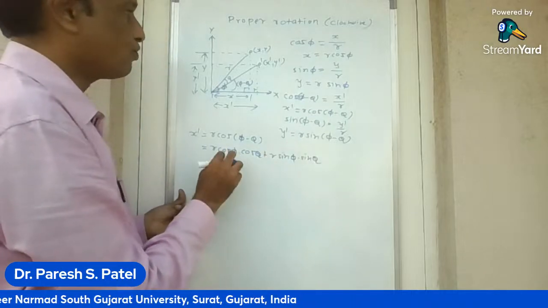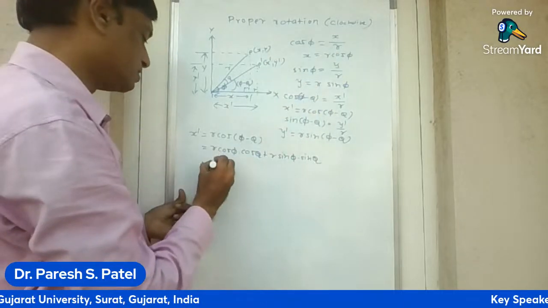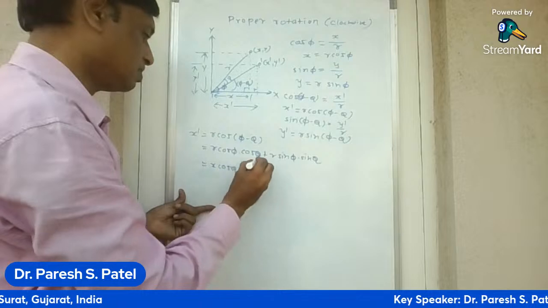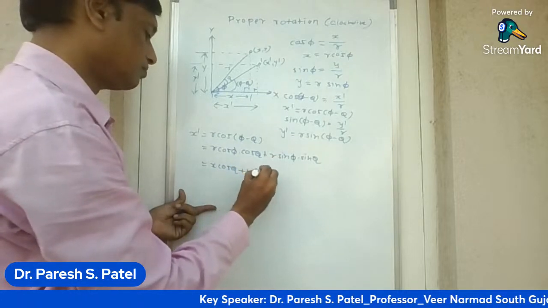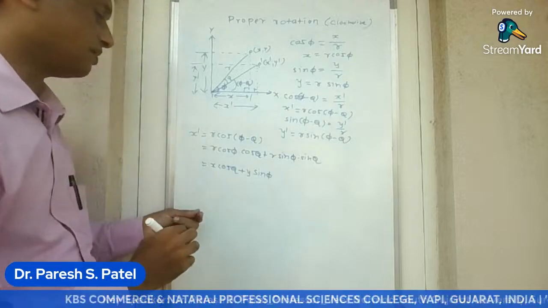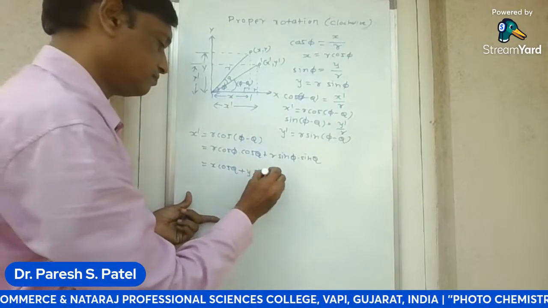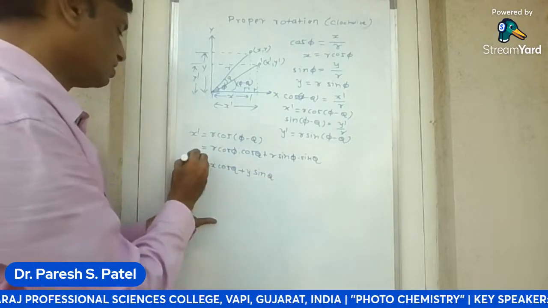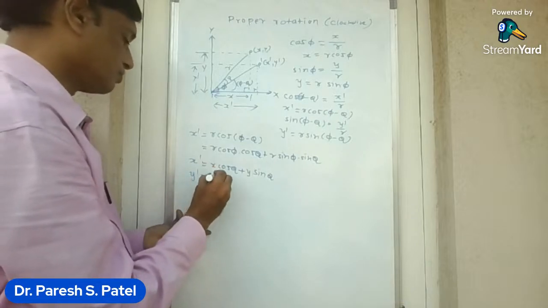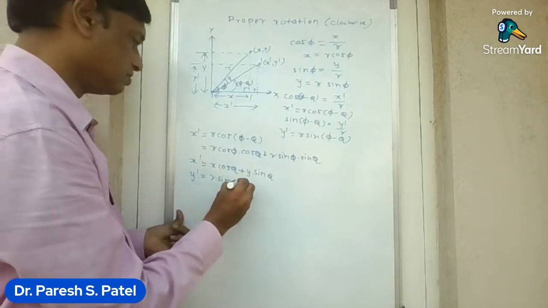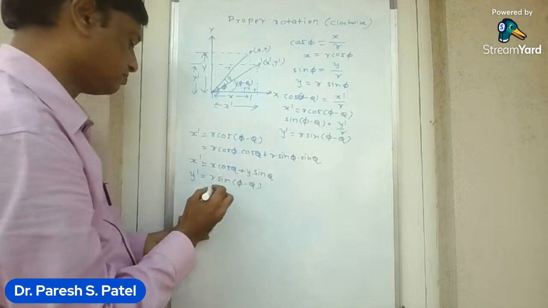We know that the value for r cos phi is equal to x cos theta plus y sin theta. This is the value for x dash. Similarly, y dash is equal to r sin (phi minus theta).